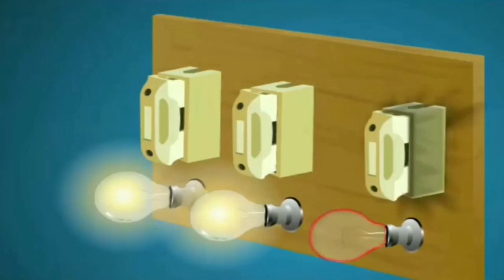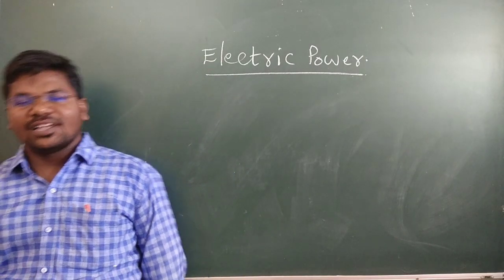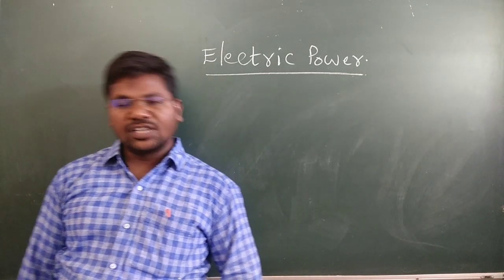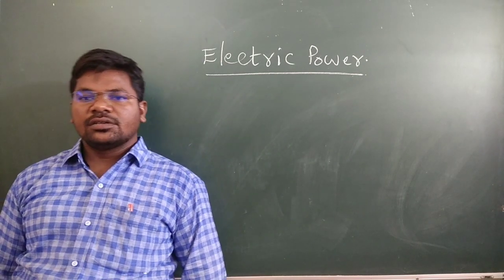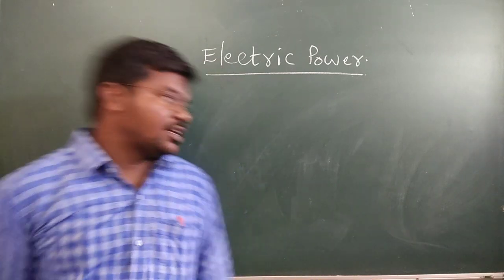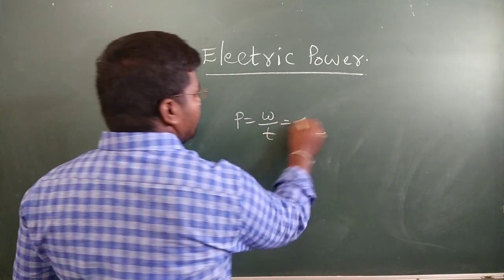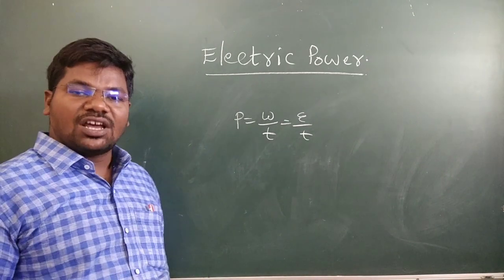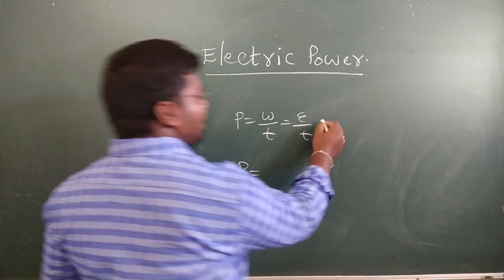If the fuse is gone, there is no flow of electric power. Electric power is defined as the rate of electrical energy supplied per unit time to maintain the flow of electric current through a conductor. In general, power is defined as work done by time, or energy by time.